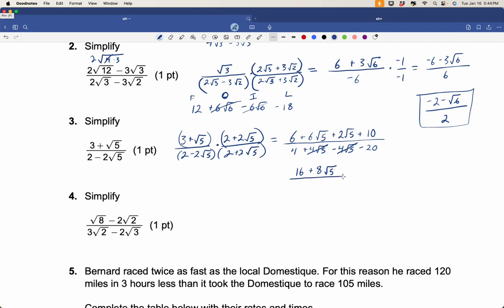All right, so I already see a trend going here. 4 minus 20 is negative 16. We're going to do the same thing we did up here, times negative 1 over negative 1. And let's go ahead and reduce this.